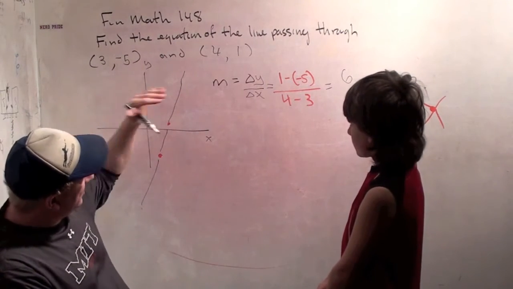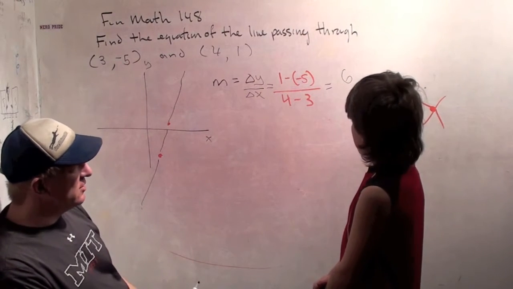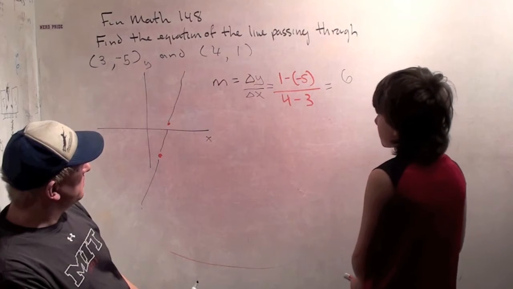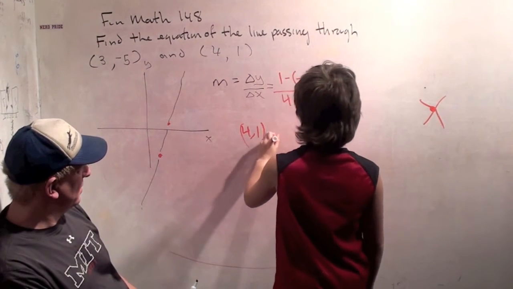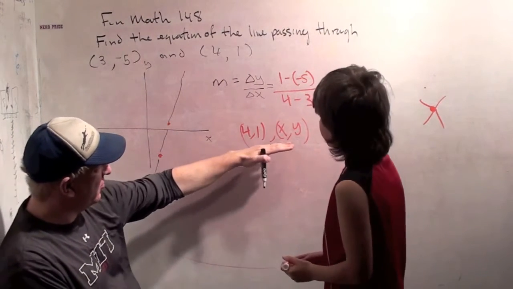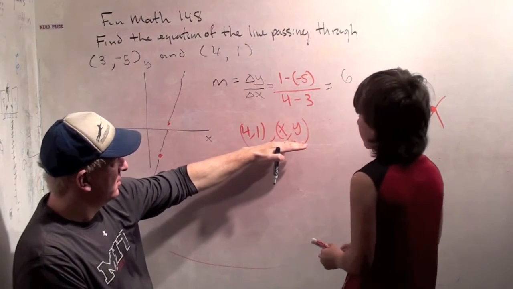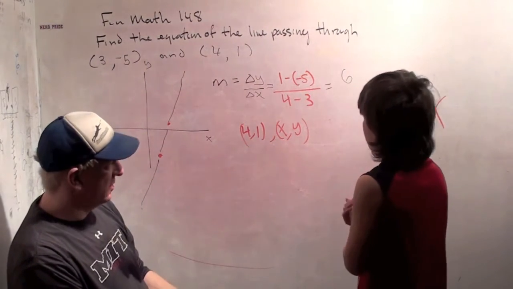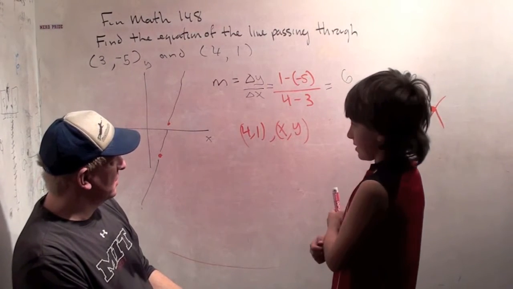Okay, now that we know the slope is 6, how do I write down the equation of a line? What do I do next? Well, let's use a point. Let's use the point (4, 1). Okay. And (x, y). So now we're going to have some other point (x, y) on the line, and what equation are we going to write down? Tell me in words. It's the change in y over the change in x is 6.